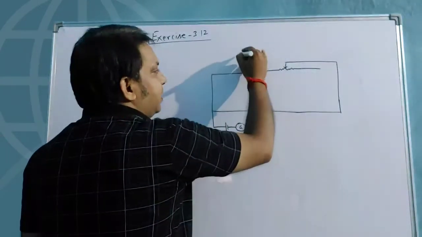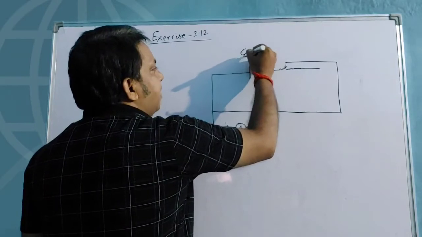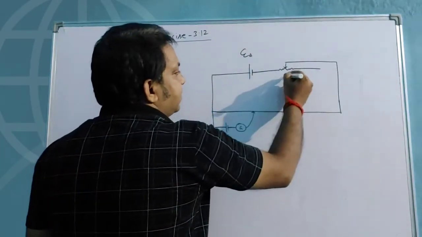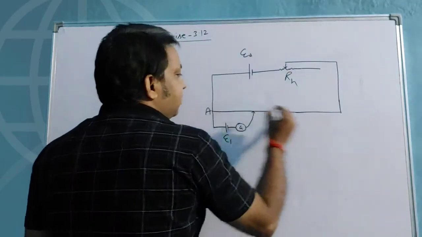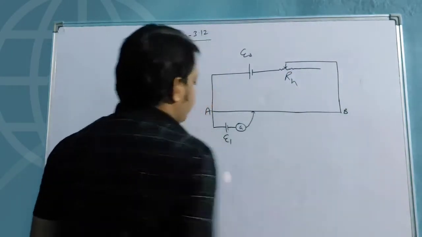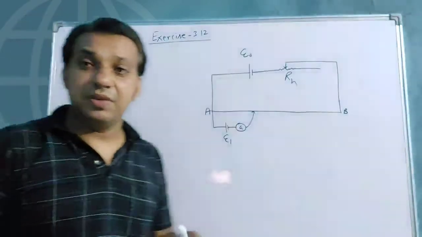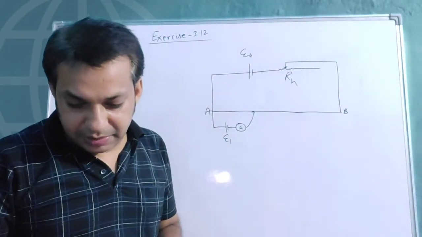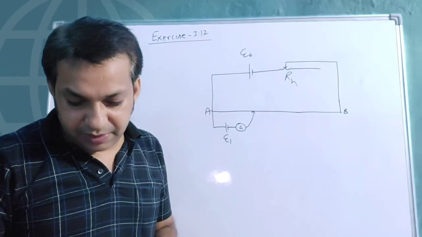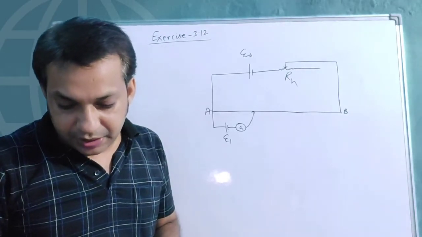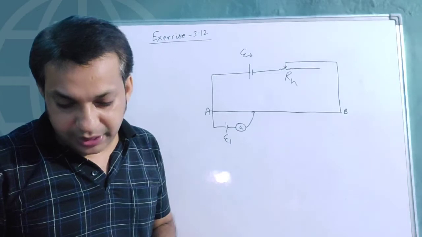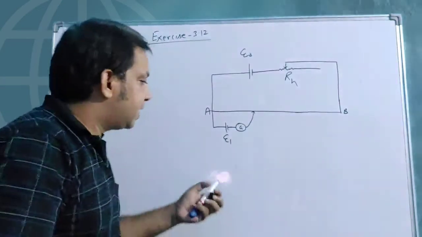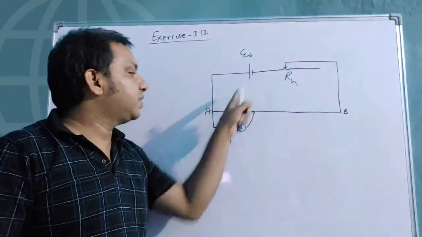Right? A simple circuitry. It's a driven battery having ED, and this one is your E1, and this is your RH, and this is your potentiometer wire of AB. So in the question, a few parameters are given. Just see the question. It is mentioned, in a potentiometer arrangement, a cell of EMF 1.25 volt gives a balance point at 35 centimeter. So what is the meaning? That means whether this question is talking about this cell or this cell.